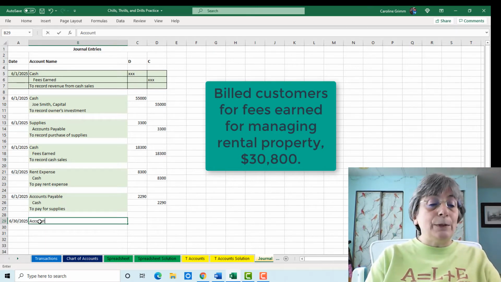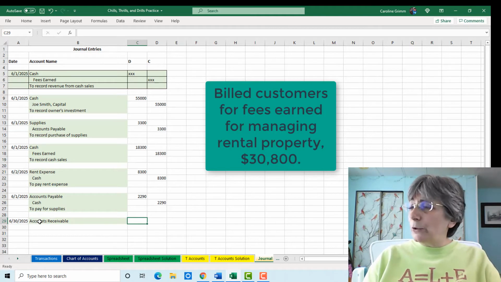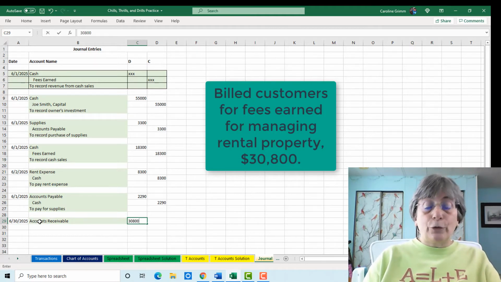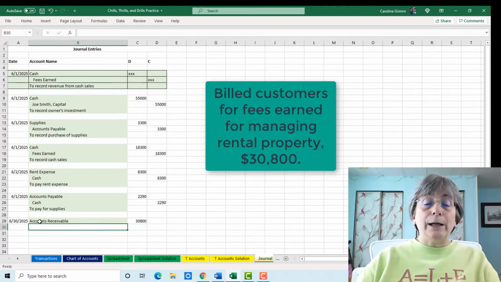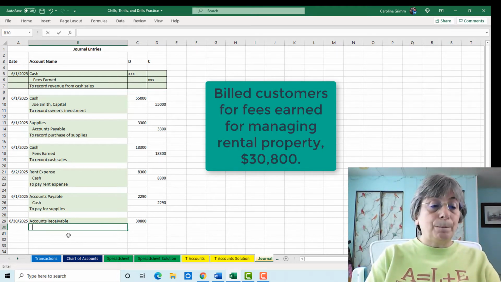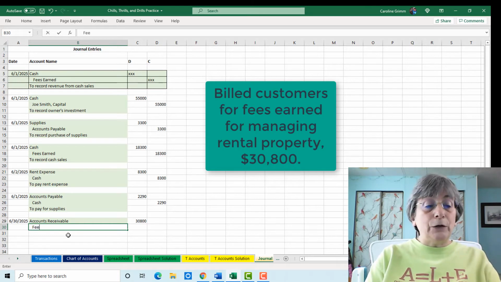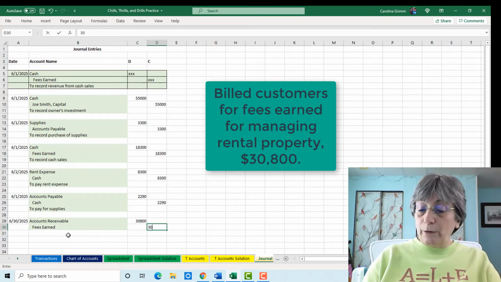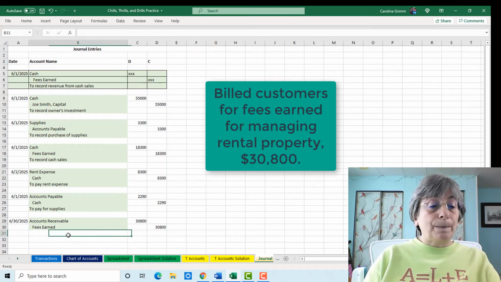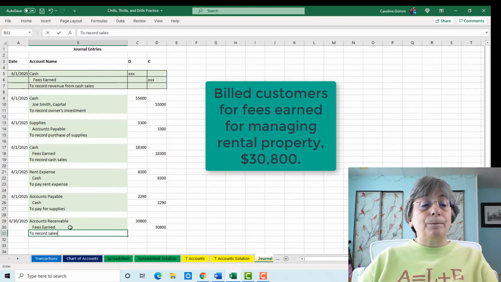So this is now going to be accounts receivable, I before E, except after C, and we're going to increase our accounts receivable by $30,800. It is an asset. We increase it on the debit side. And the other side of that is our revenue. And our revenue account is fees earned. And we're going to put in $3,800. And this is to record sales.